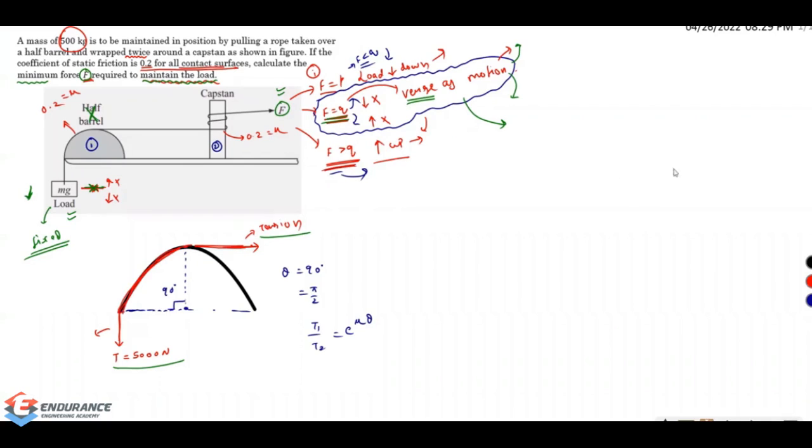See, just imagine a situation. 500 Newton load. If I want to keep this 500 Newton load at the same position, I need to apply 500 Newton. Then only it will be in static equilibrium. Logically, just think logically, I need to apply 500 Newton. But what I am doing here, I am taking help from friction. Friction here in the half barrel, and also I am twisting it over the capstan, so here also there is going to be friction. So I am taking help from friction, not only the applied force.